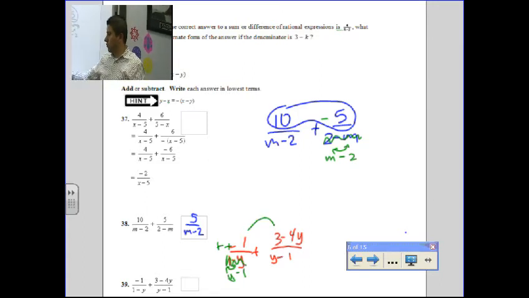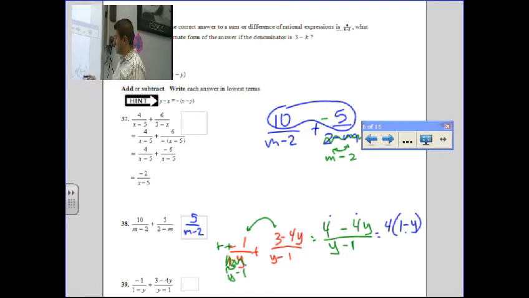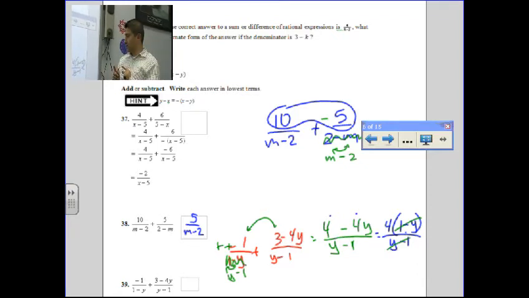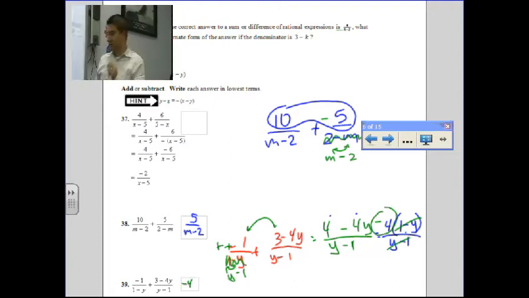Then I can just combine: 1 plus 3 is 4. Then I have minus 4y over y minus 1. What do I do from here? I can factor out a 4. Take out a 4 from here, take out a 4 from there. That's going to give me 1 minus y over y minus 1. Finally, after I factor, I can cancel something off. If you notice, I can cancel off the y minus 1 and the 1 minus y. Although technically they're not exactly the same, I could cancel them off as long as I remember to bring out a negative. So that's going to be my answer, negative 4. That's why we have a little tiny baby box.